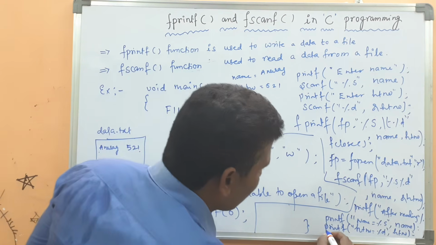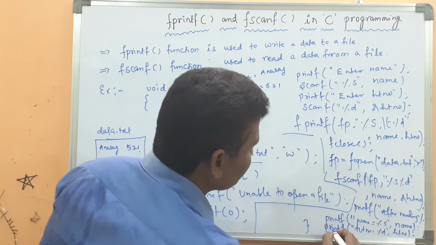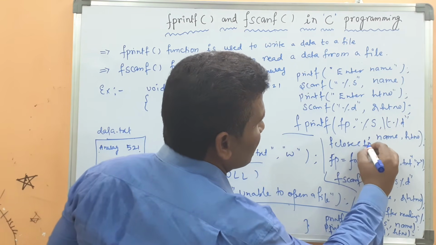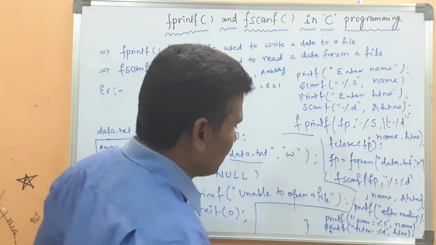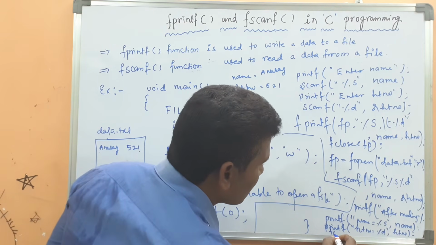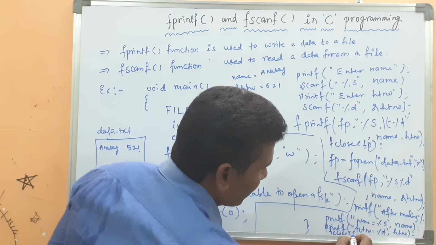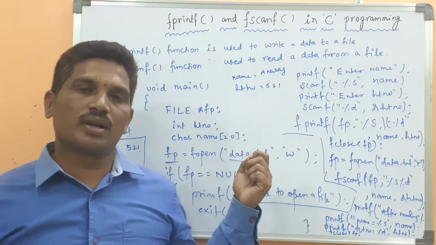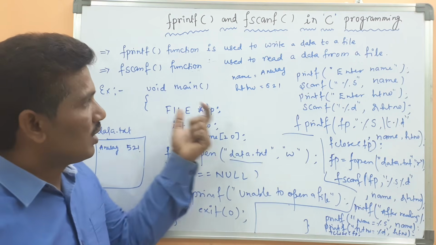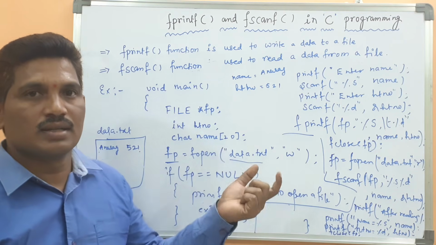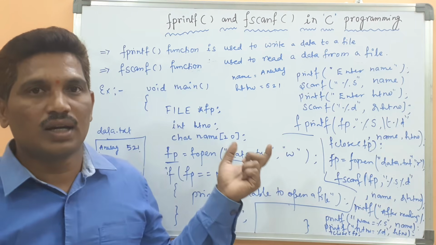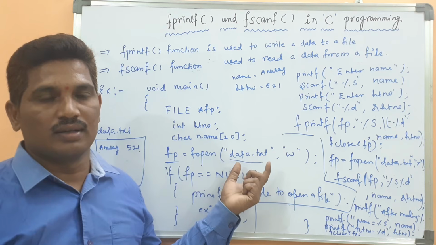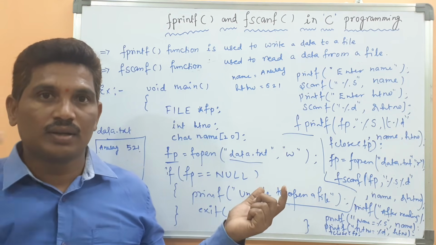If you want to close the file, then fclose, fclose fp here. Sorry, forgot. Then fclose, fp. Okay. This is the simple program for how data is written to a file and how data is read from a file. Hope it is clear.